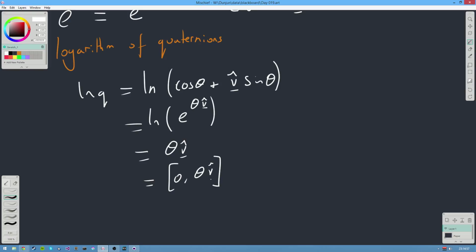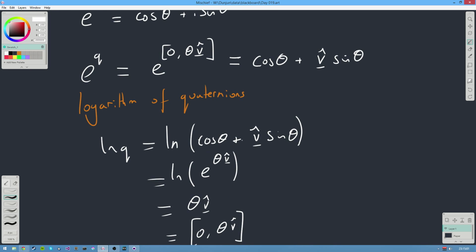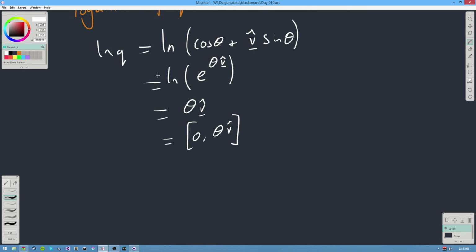Isn't that weird? So now we have just done the logarithm. If we have a normalized quaternion, expressed as cosine theta plus v sine theta, when you take the logarithm of it, what you get out is the angle and the axis multiplied together, becoming a pure quaternion. That's pretty interesting. So let's test this.